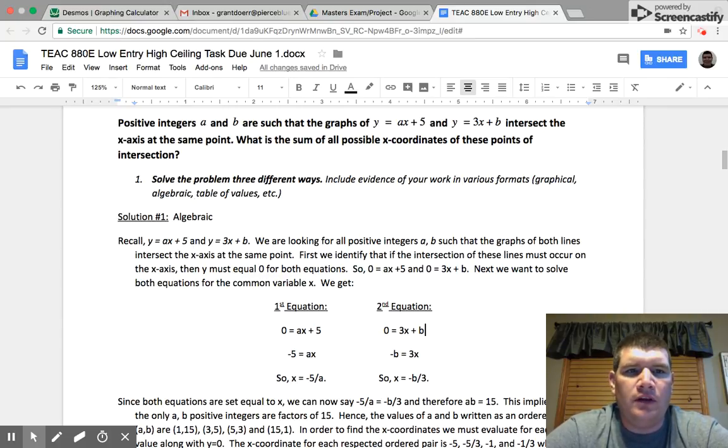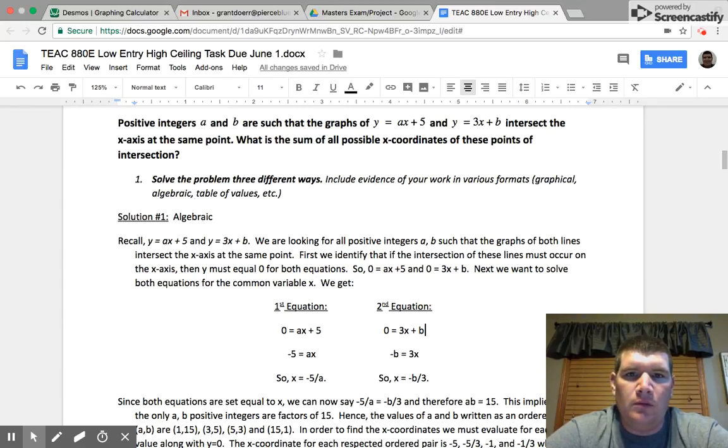So the question that we're looking at here is: the positive integers a and b are such that the graphs of y equals ax plus 5 and y equals 3x plus b intersect the x-axis at the same point. What is the sum of all possible x-coordinates of these points of intersection?